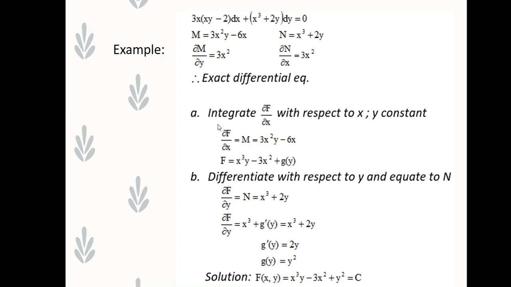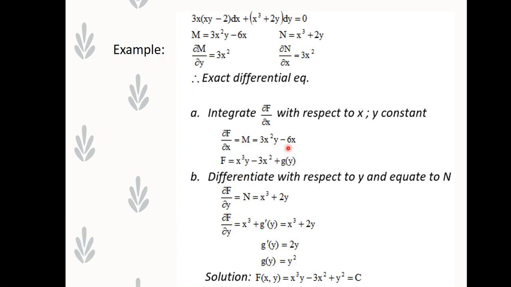Just like method 1, you need to integrate the m, the expanded m, with respect to x. So, I copied the one that we have here, place it there, and we integrated this with respect to x. The answer will be x cubed y. Why? Because the integral of 3x squared is 3x cubed over 3, canceling the 3. Y is a constant, so you simply affix it to the x cubed.